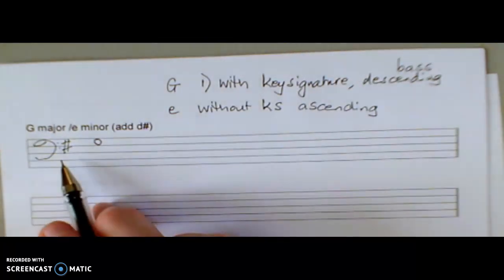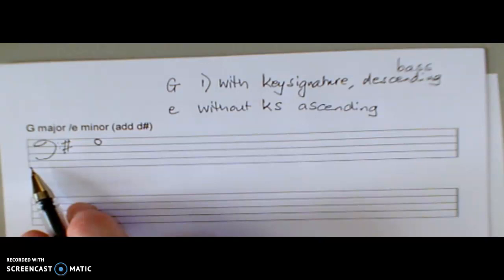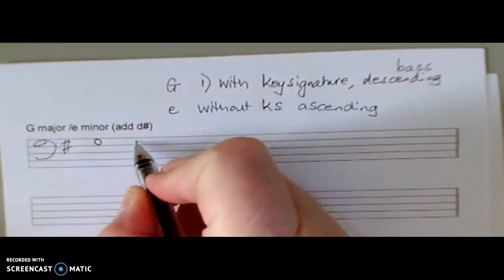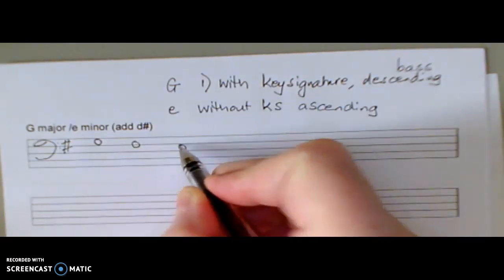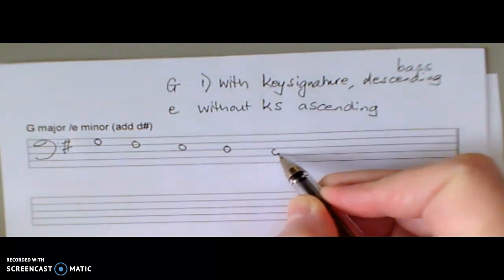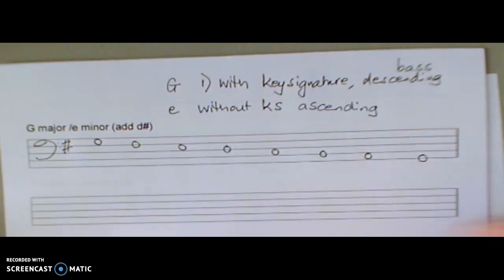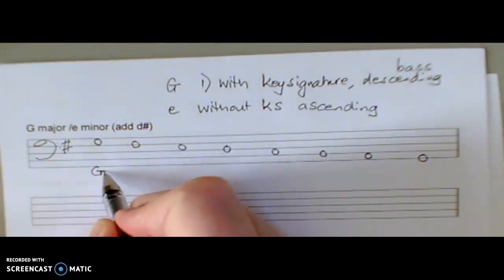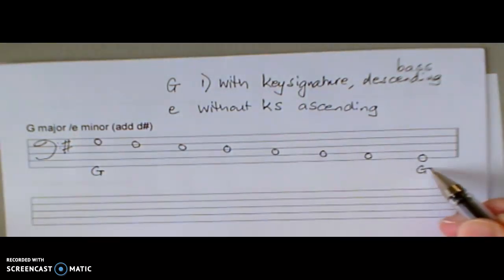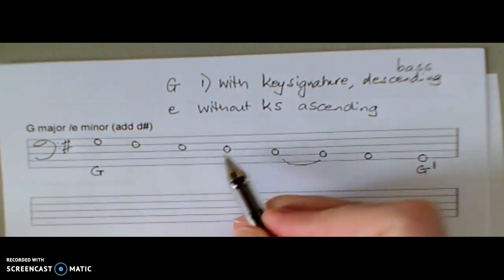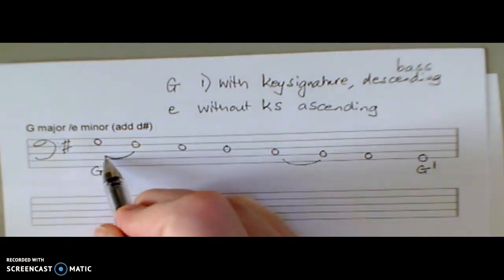I've done the key signature. I am in the bass clef, so I can just carry on. 8, 7, 6, 5, 4, 3, 2, 1. Make sure that you start on a G and that you end on a G. And this is number 1. The lowest one is always number 1. 1, 2, 3, 4, 5, 6, 7, 8.